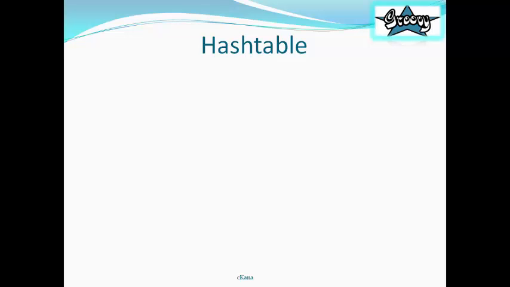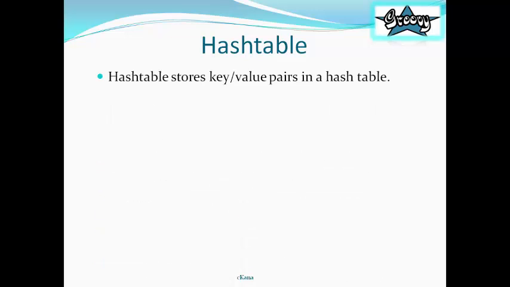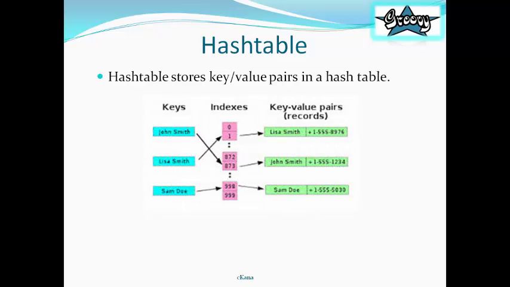Now let's discuss Hashtable. This is another data structure. Hashtable stores key-value pairs in a hash table. When using a hash table, we specify an object that is used as a key and the values we want linked to that key. The key is then hashed and the resulting hash code is used as the index at which the value is stored within the hash table.